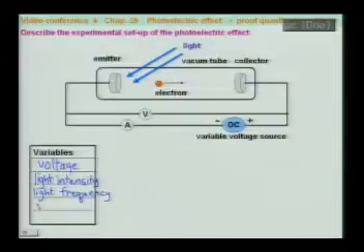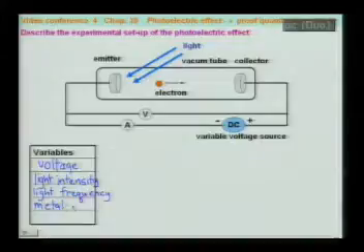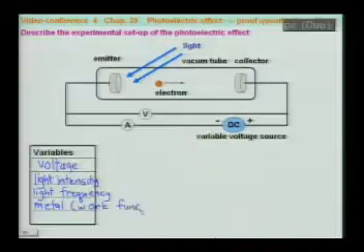Yes, anyone? Alex? Emitter, work function. Okay, so we can say it is the metal, isn't it? Yes. So we just put work function, because different metal has different work function. Okay. So, 1, 2, 3, 4.